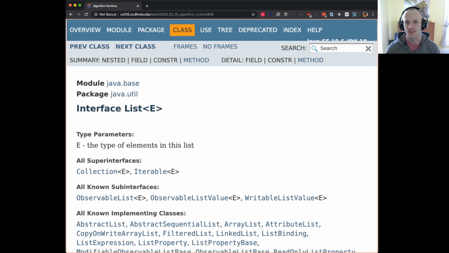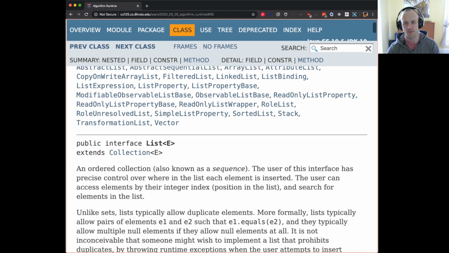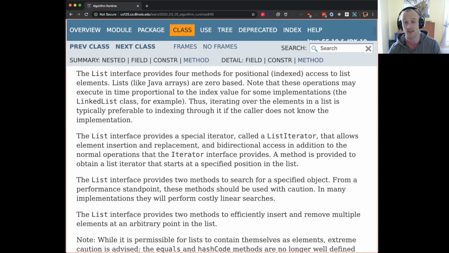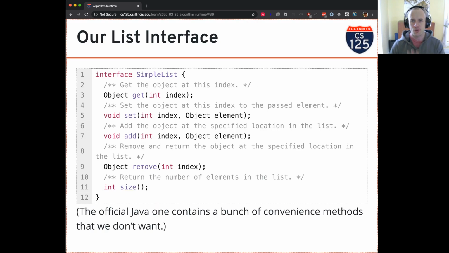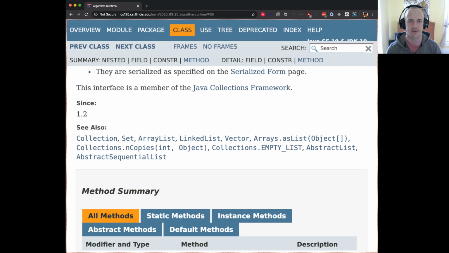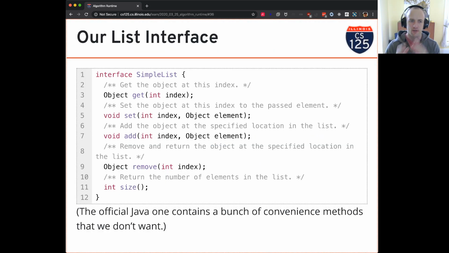Java actually has a list interface that is an official part of Java that is implemented by several other classes. We're going to use a simpler version of this. The official one has a bunch of methods and stuff like that that I don't want you to have to implement. So here's our list interface.